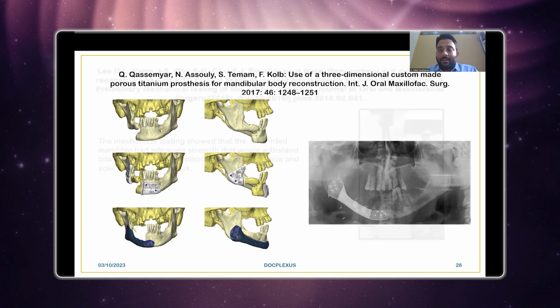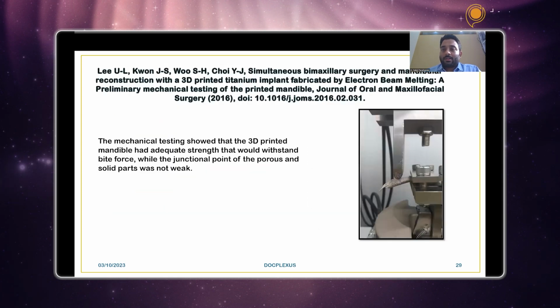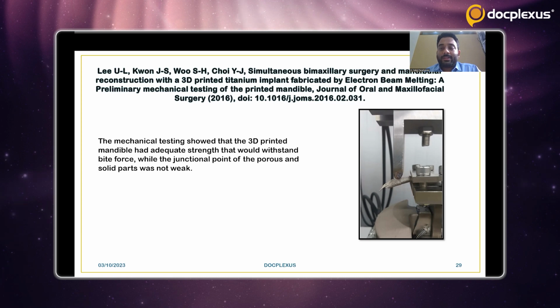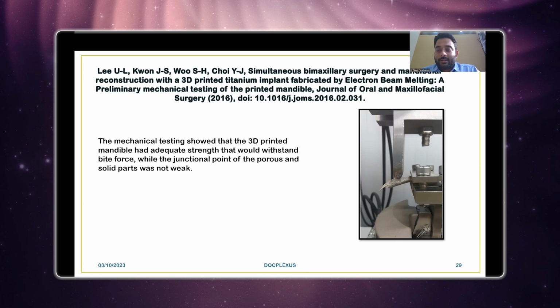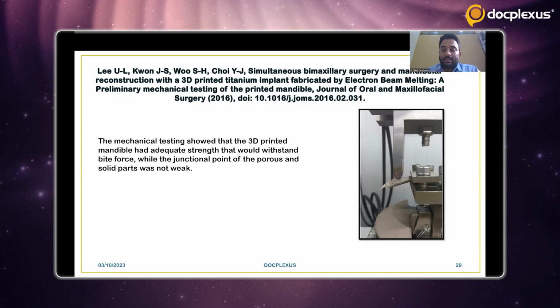In another article, the author has performed mechanical testing of a 3D printed mandible and found the material sturdy enough to withstand biting forces. As you can see in the photo, the specimen has endured around 10 lakh cycles of applying force between 359 and 1100 newtons without functional or mechanical fracture.